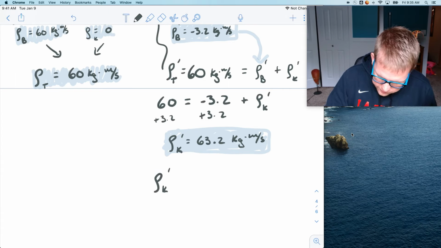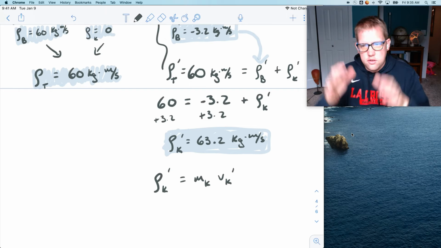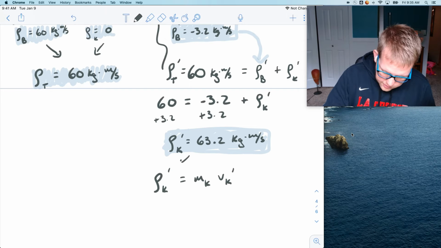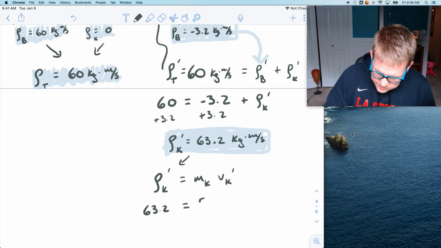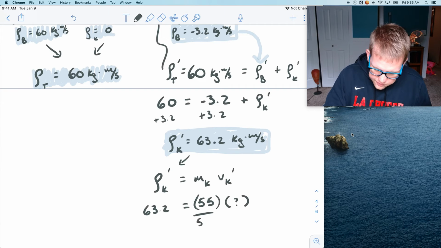Momentum of kid after is going to be equal to mass of kid after times velocity of kid after. I just rewrote it so that you knew what I was doing, and then we can plug our numbers in where they belong. This 63 can go over here. The mass of the kid is still the 55. That didn't change. And the only thing left we have to find is this value right here. That's our unknown. That's the velocity of the kid. To solve for that, we divide both sides by 55.